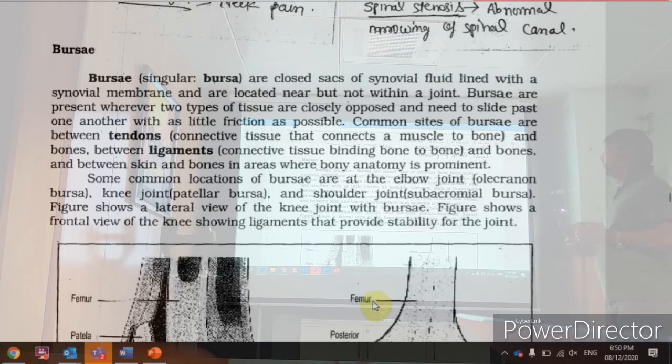Bursa. Again, it's a small one. If you know a little bit about it, it's enough. Tendon. A bursa is a sac of synovial fluid lined with the synovial membrane, located near but not within a joint. The common sites of bursae are between tendons. I told you a ligament joins bone to bone, whereas a tendon joins muscle to bone. Okay. That is major. If you remember so much, it's enough.